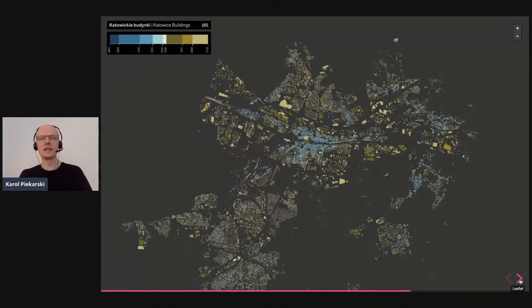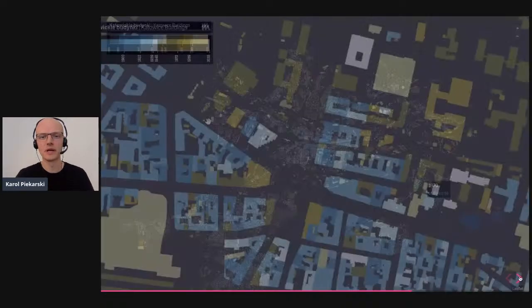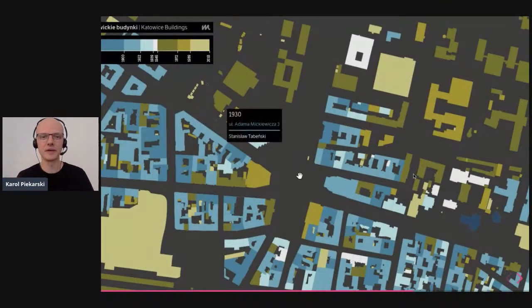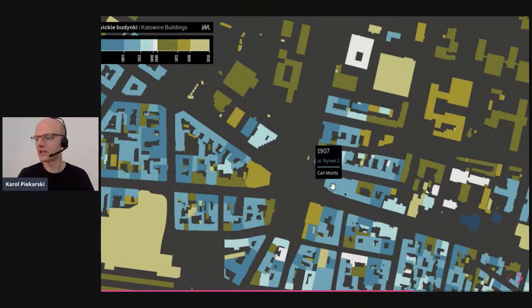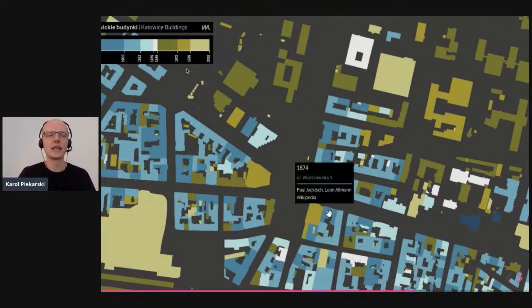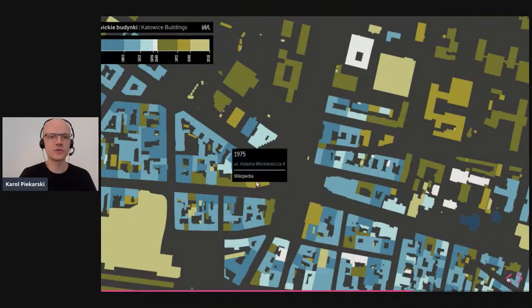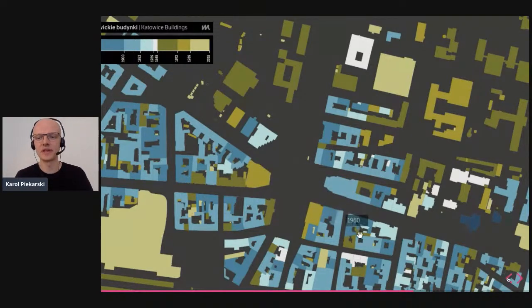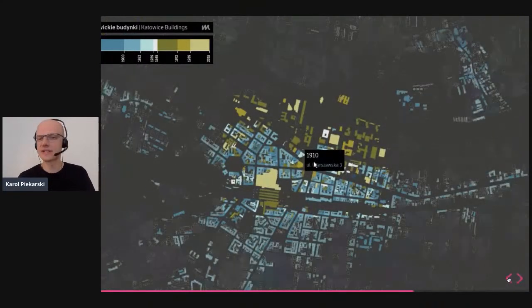And it was a part of the exhibition I already mentioned. And I have to say it was quite successful. You can interact with that map. You can check the erection dates of particular buildings, but you can also zoom out and see some patterns, for example, which parts of the city were built at which time. And this project was really successful.